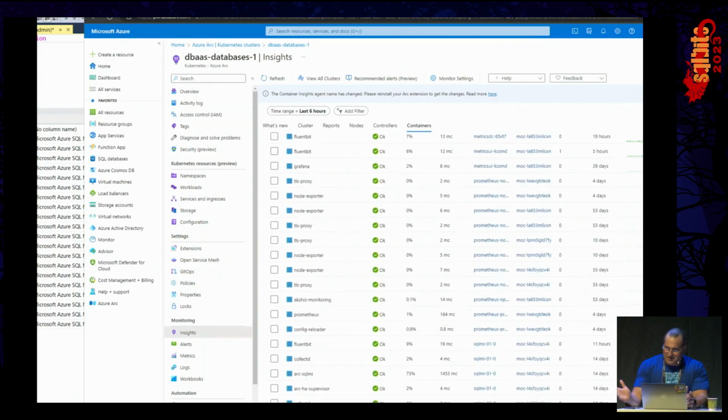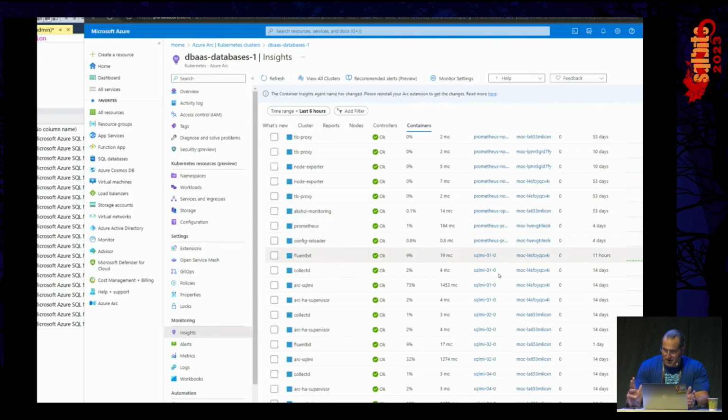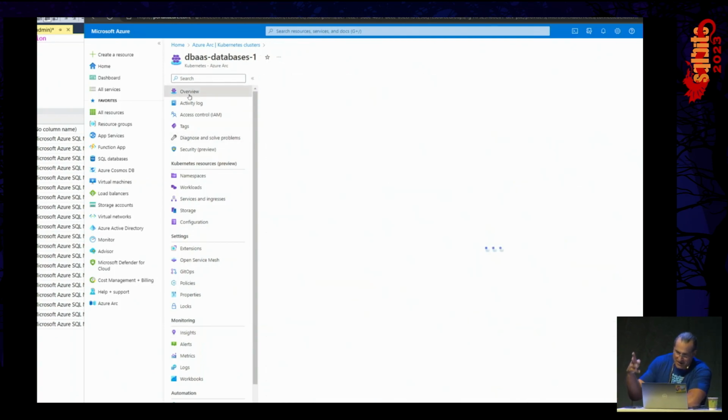So a lot to show here, right? I'm at the container level now, so now I'm way down here at the bottom. There you can see FluentBit, collectd, all based on one, and the Arc HA supervisor that I just mentioned. So 4 containers per 1 pod.